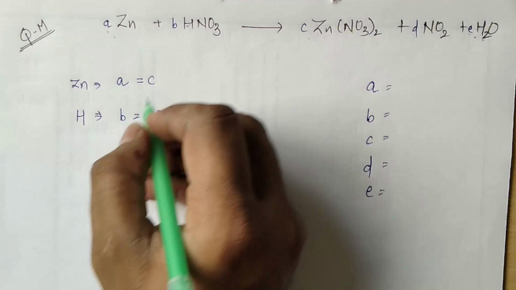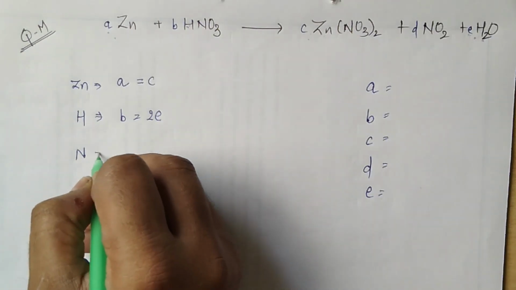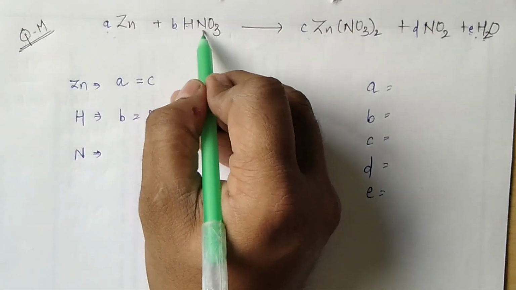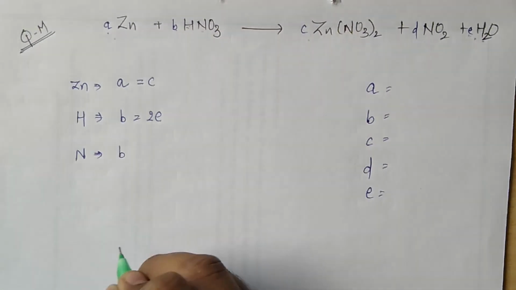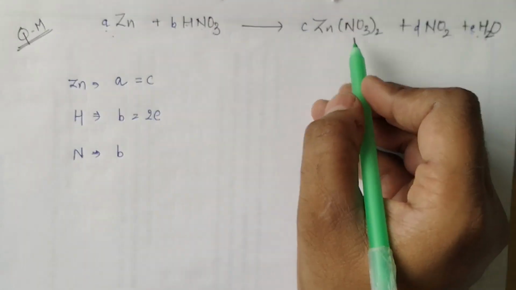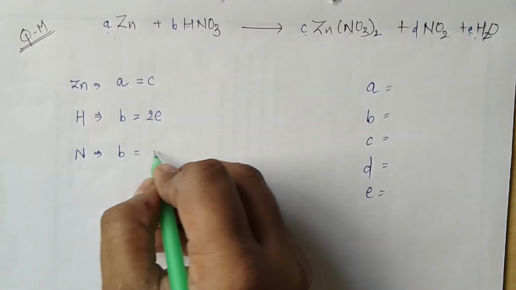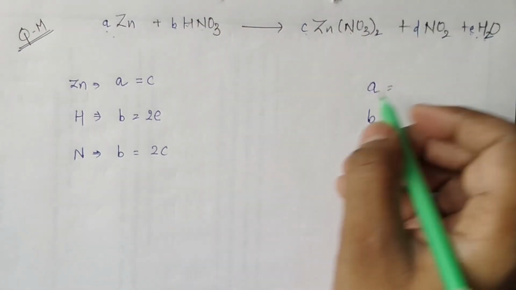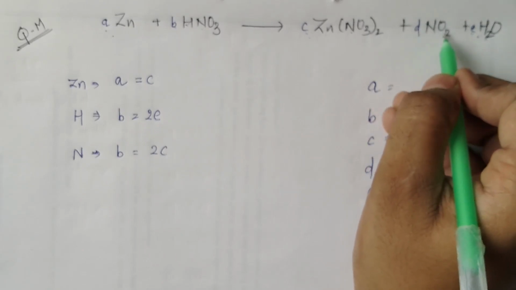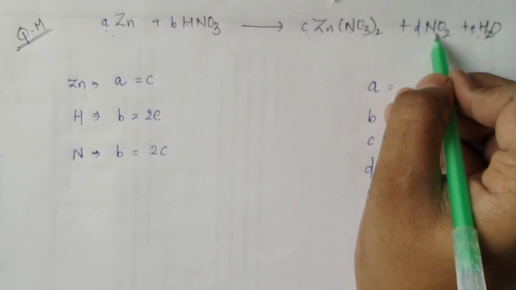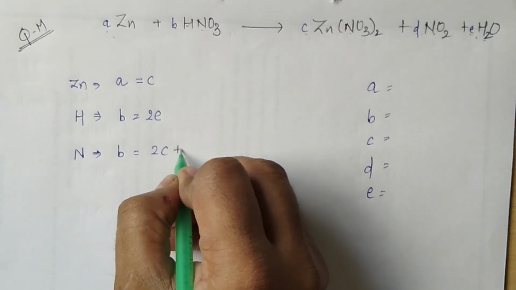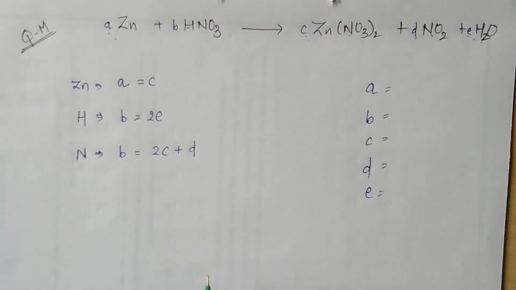Alright, then I am having nitrogen over here. Nitrogen is having the coefficient as B. Over here it is 2 nitrogen with coefficient C, so I will be having 2C. Again there is one more nitrogen over here with coefficient D, so it will be 2C plus D.